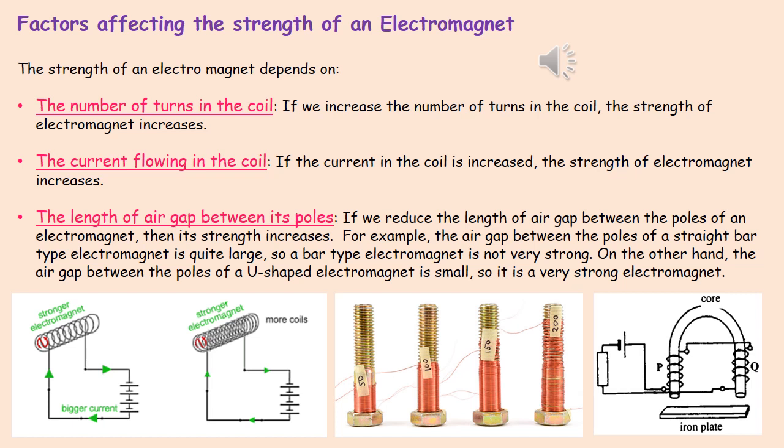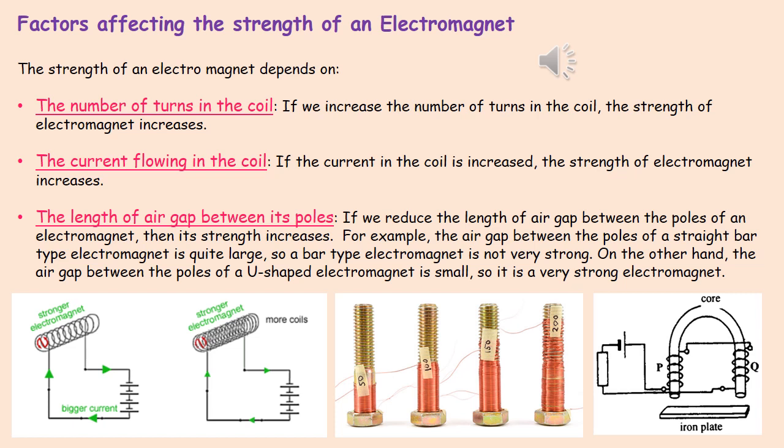Now we'll discuss the factors affecting the strength of an electromagnet. We have already discussed the factors affecting the strength of a solenoid. The more the number of turns in the coil, the more will be the strength of an electromagnet. The more the current, the more will be the strength. The third one is the length of the air gap between its poles. If you reduce the length of the air gap between the poles of an electromagnet, then its strength increases.